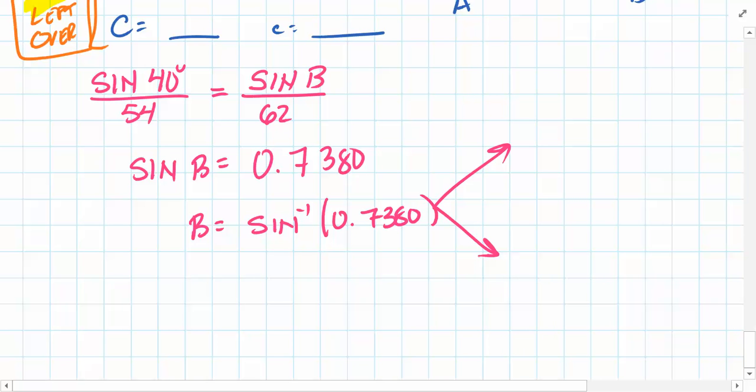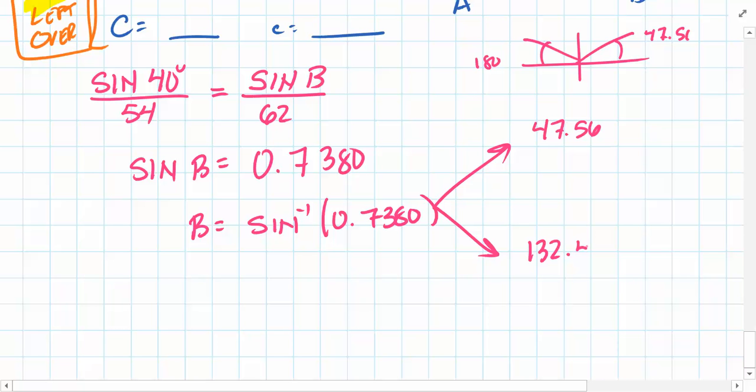Give me the two angles. I'm going to show you right now, because both will work. So what does your calculator say when you plug in inverse sine of 0.7380? 47.56. Okay, now remember, that's the one in quadrant 1. How do you get the one in quadrant 2? Do 180 minus 47.56. Very good. And what do you get? 132.44.